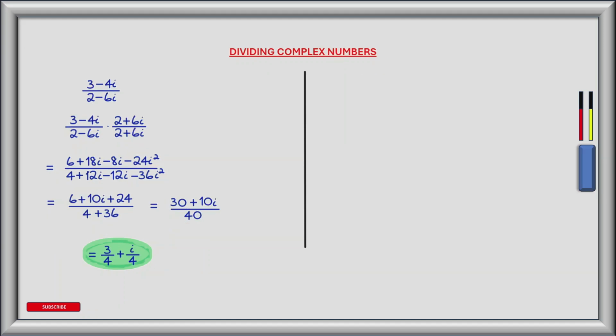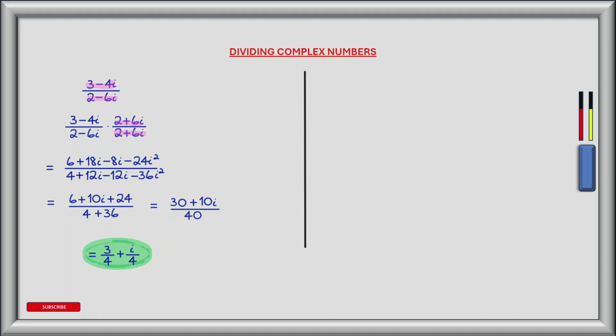And in our third example, let's divide the complex number 3 minus 4i by 2 minus 6i. So the conjugate of the denominator is 2 plus 6i. So we need to multiply both numerator and denominator by 2 plus 6i.